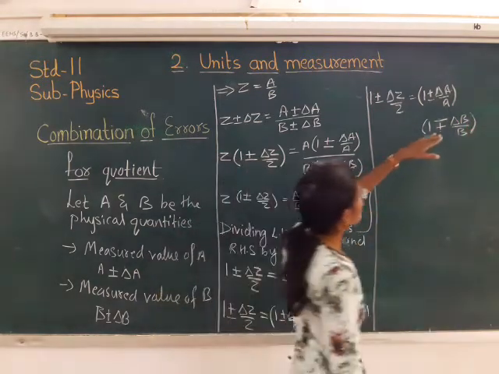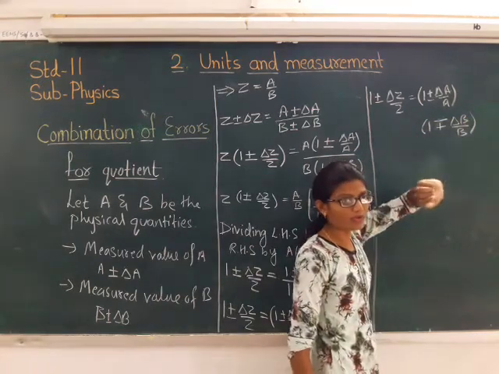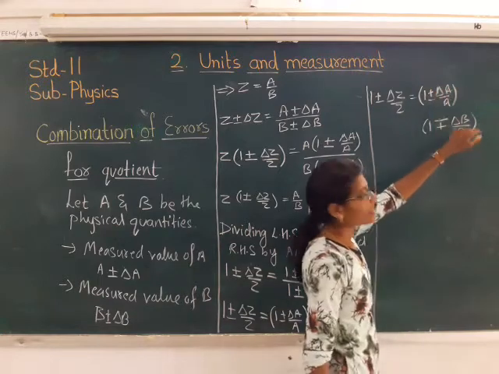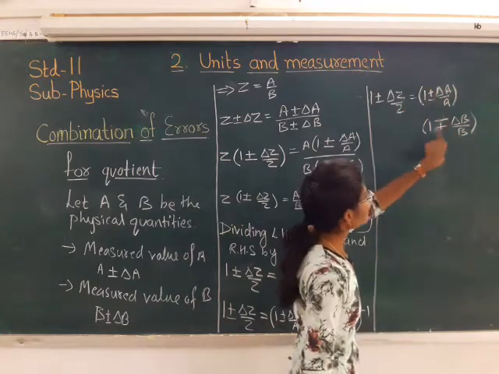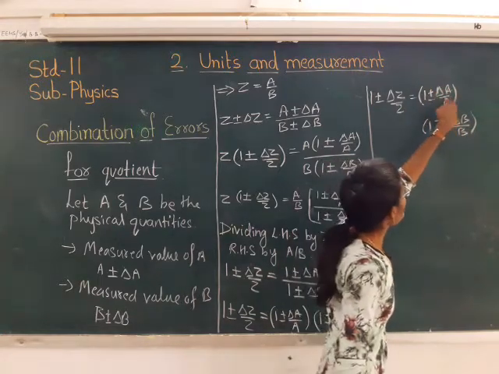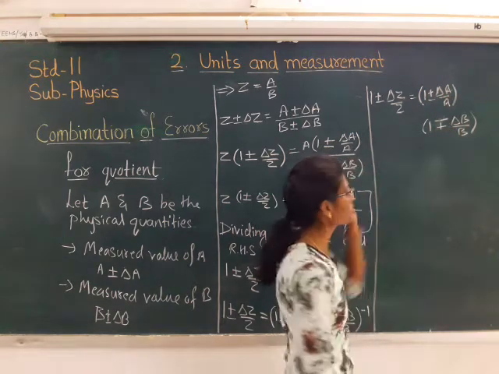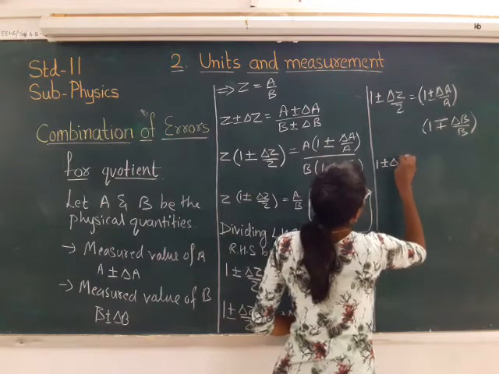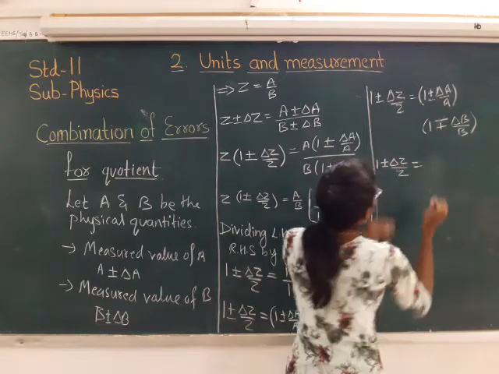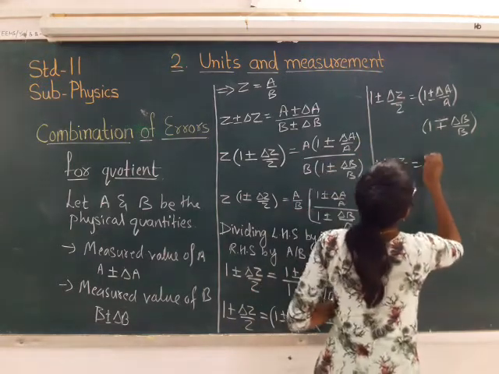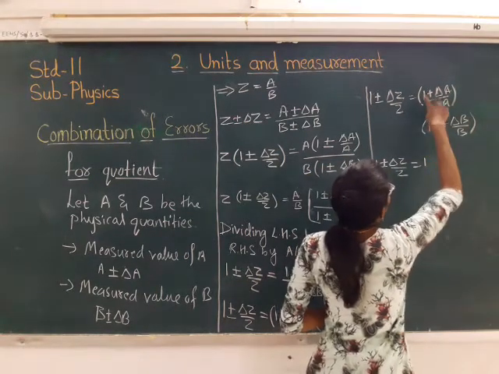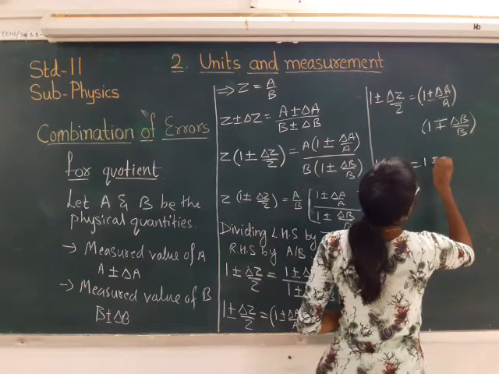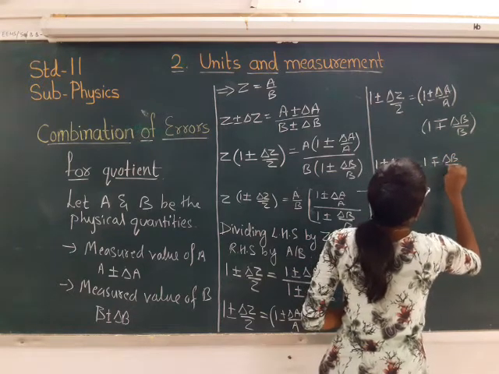Now I got this as the positive power, and I need to open up this bracket. That means I need to multiply this first term with both the terms, and multiply the second term again with both the terms. So it can be written as 1 plus minus delta z by z equals, first, 1 into 1, and 1 with this, so minus plus delta b by b.